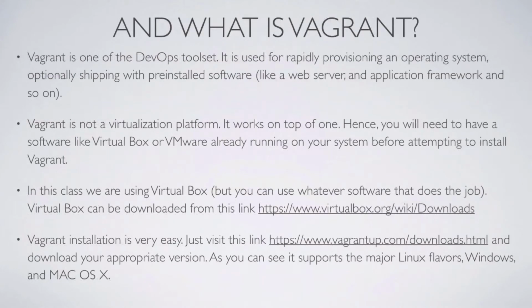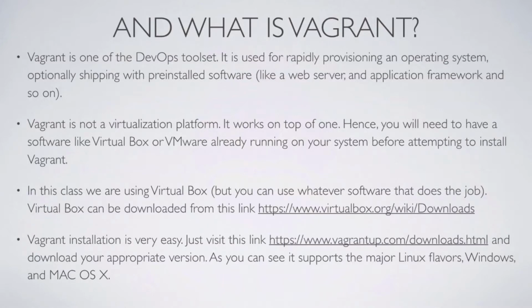Throughout this section, you're going to see me use a software that's called Vagrant. Lots of people are already familiar with Vagrant. However, some other people may not know what Vagrant is, so let's have this quick discussion about Vagrant. Vagrant is one of the DevOps toolset. It is used for rapidly provisioning an operating system, optionally shipping with pre-installed software like a web server or an application framework or so on. Vagrant gives you a ready-made, already installed operating system.